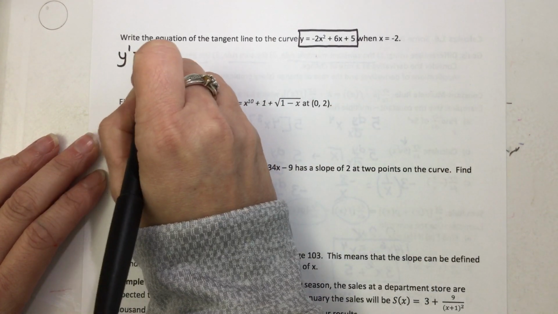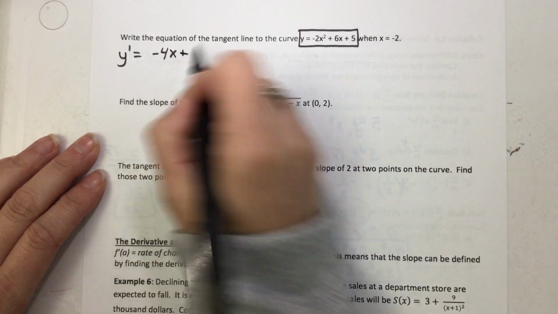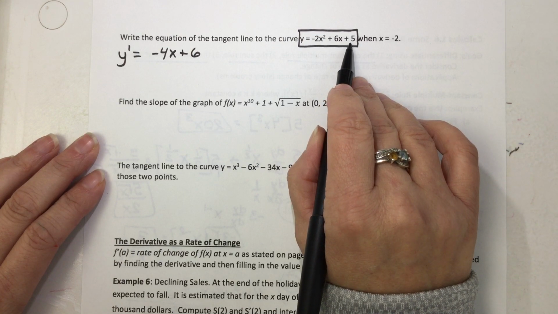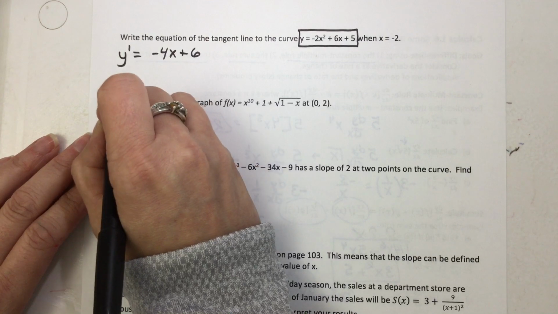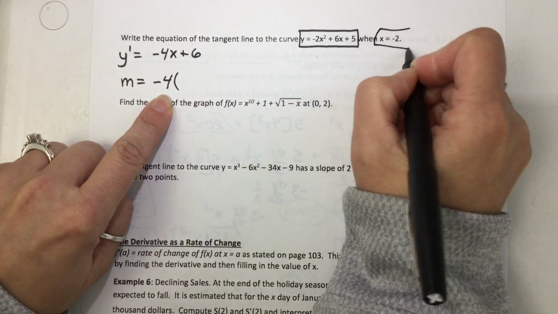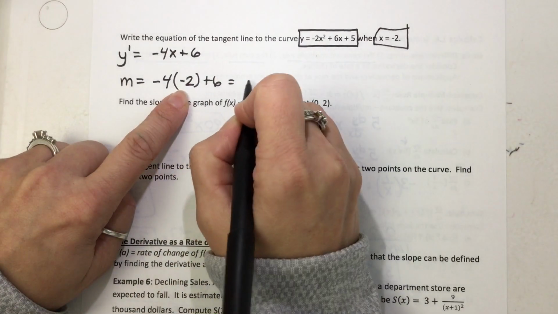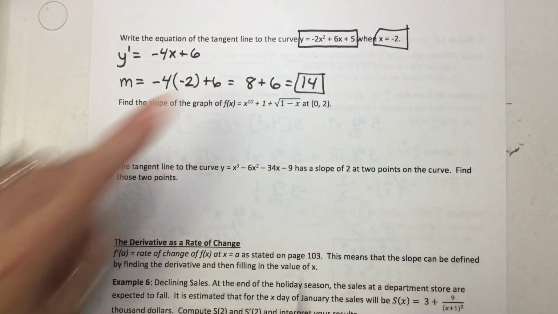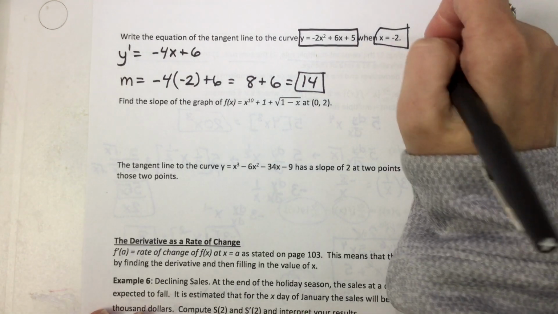2 times negative 2 is negative 4. I had 2 x's. I take one out, I'm down to 1. Plus the derivative of 6x is 6. The derivative of 5 is 0. So this is the derivative. This is the formula to find the slope based off of x. So if I want to know the slope, I need to fill in the x value, which is negative 2. Negative 4 times negative 2 is positive 8 plus 6. The slope is 14.